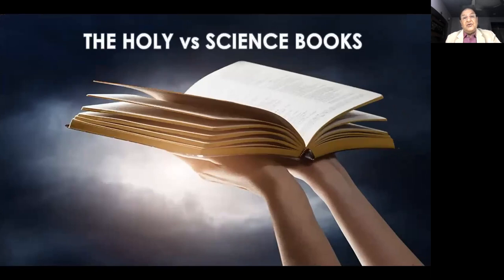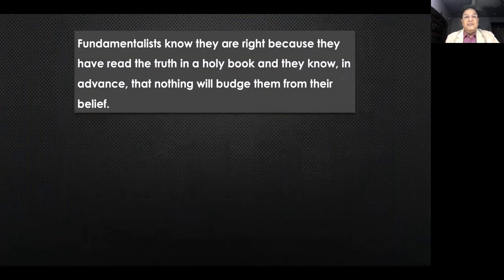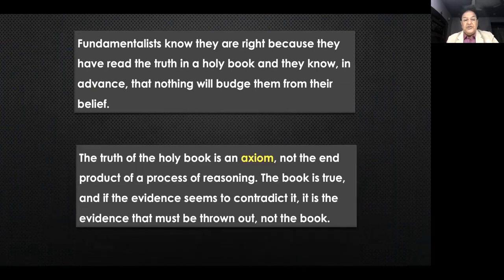And then he also goes on to talk about the holy book versus the science book. Part of it I already told before. Fundamentalists know they are right because they have read the truth in a holy book, and they know in advance that nothing will budge them from their belief. In truth, a holy book is an axiom, that's what he says, and not the end product of a process of reasoning. The book is true, and if the evidence seems to contradict it, it is the evidence that must be thrown out and not the book. You just can't challenge what is written in the book. That's what is happening, and that's what is frustrating to him.